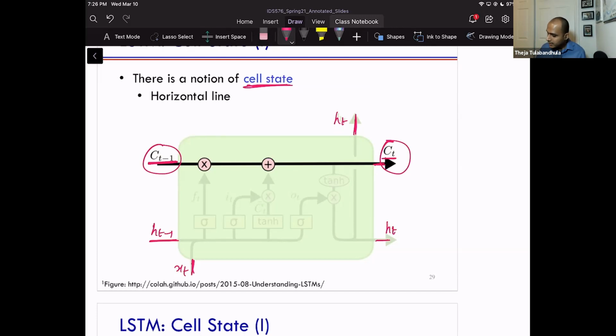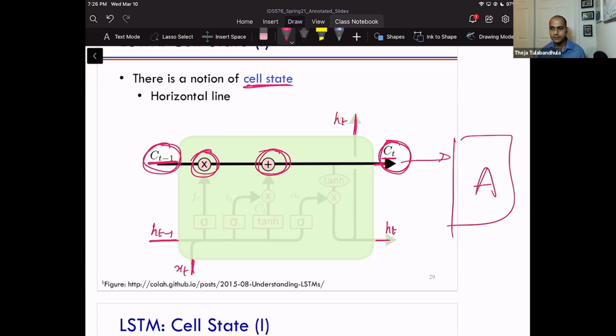You can see that I have this vector, and it becomes a new vector by undergoing a couple of transformations. Since these are pink or red circular nodes, there is some element-wise operation going on. I'll describe these element-wise operations in a moment. There are 2 element-wise operations going on, and that gives me a new cell state, which is passed on to the next LSTM block.